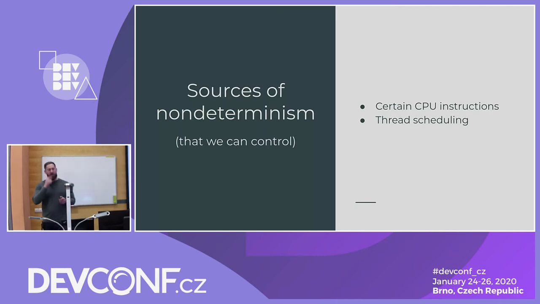RR does the thread scheduling. All of the threads are managed by ptrace. When a thread enters a syscall, we know if it's a blocking syscall or not, and we need to run another thread, and so on and so forth. So we can control thread scheduling and play that back in a deterministic fashion.